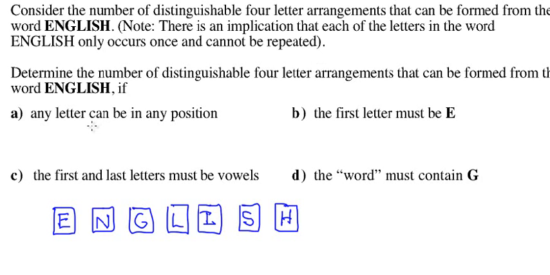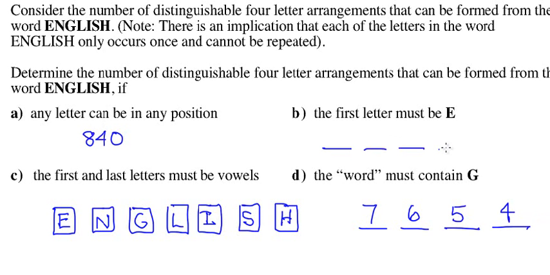So if any letter can be in any position, let's say we have 4 gaps here that we have to fill in. There are 7 letters that you could put in the first space. And now that you've done that, there are only 6 tiles left. So you have 6 choices for the next one, and then 5, and then 4. And if you multiply that out, let's see, 42 times 20 should be 840 possibilities if there's no constraints on the order.